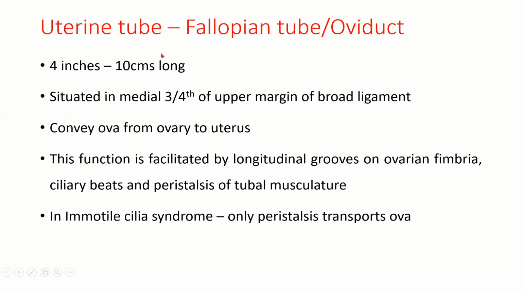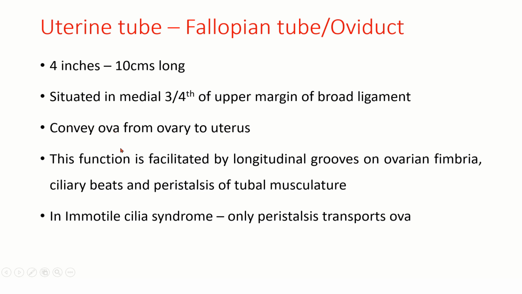So uterine tubes, also called fallopian tube or oviduct, convey the ovum from the ovary to the uterus or uterine cavity. It is approximately 4 inches or 10 centimeters long, situated in the medial 3/4 of the upper margin of the broad ligament, and conveys ova from the ovary to the uterus.